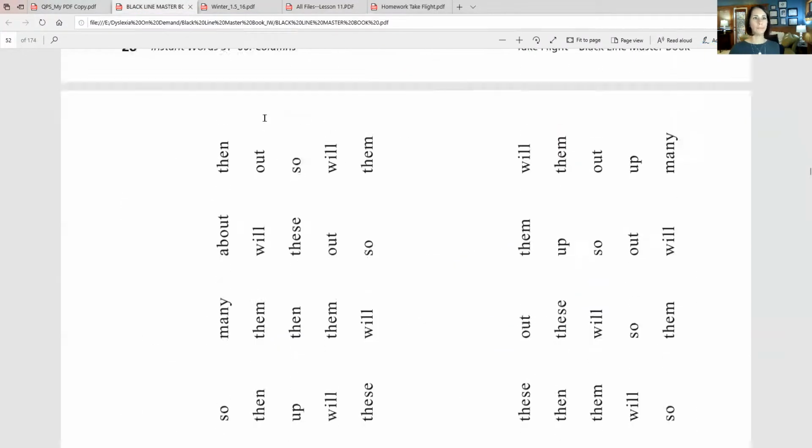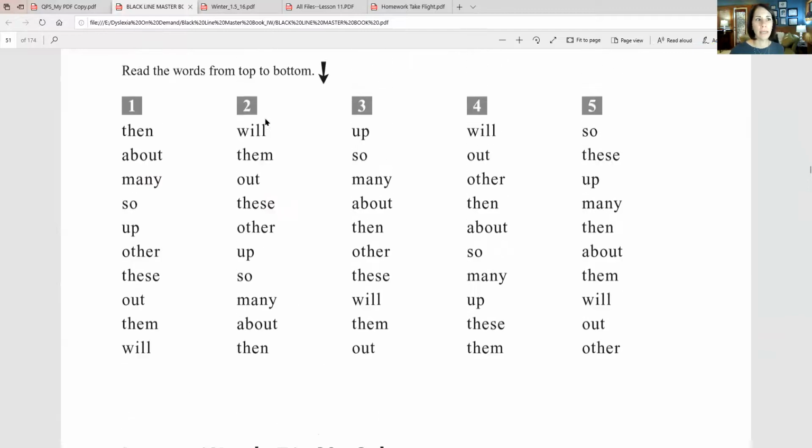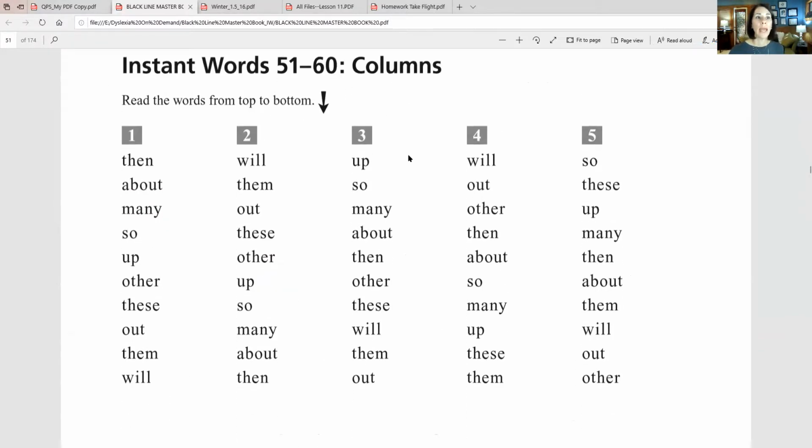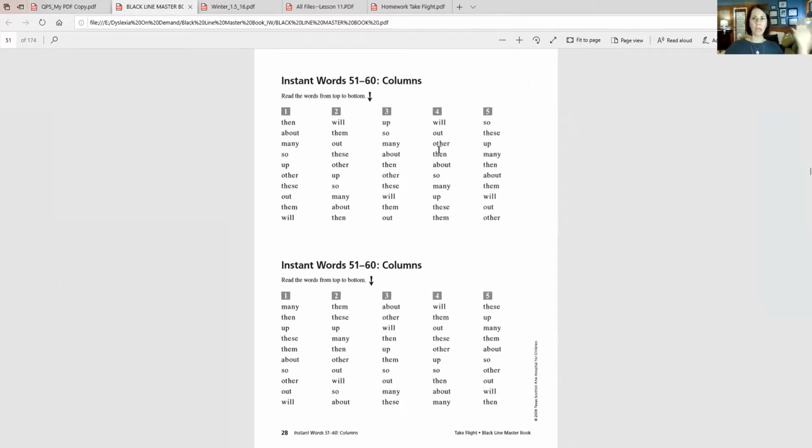So here we are. And today is instant words 51 through 60. Now, I recognize that if you look on this entire page, it has a top and a bottom section. Most likely your child did the top with their therapist. You can choose to do the bottom.